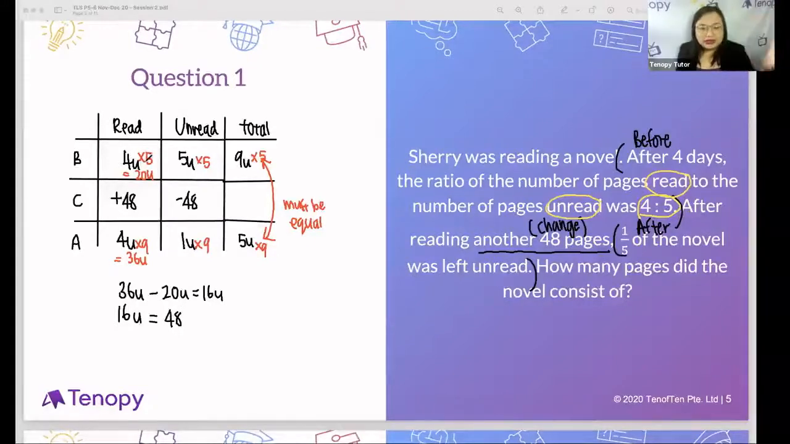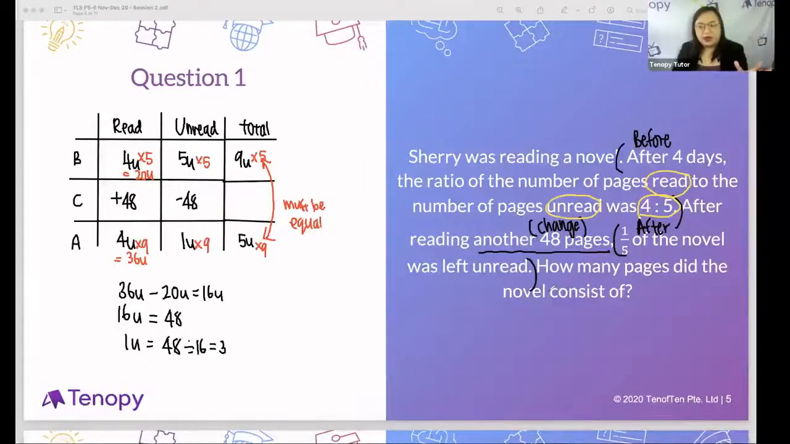It changes from 20 to become 36. They increase. So it stands for 48. So 1 unit will be 48 divided by 16 to get 3. Now, I know what is the value for 1 unit. The question says, how many pages did the novel consist of? Now, the novel itself is equivalent to how many units? The novel itself has how many units?